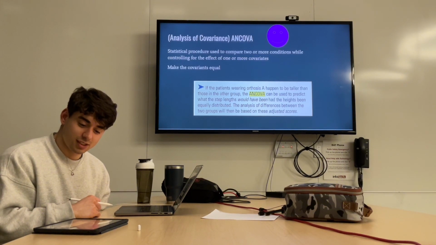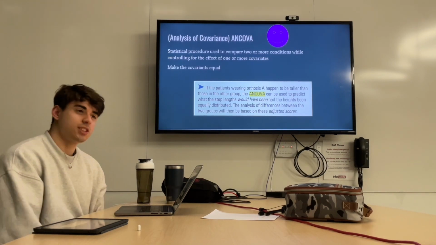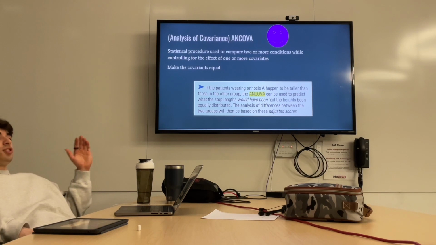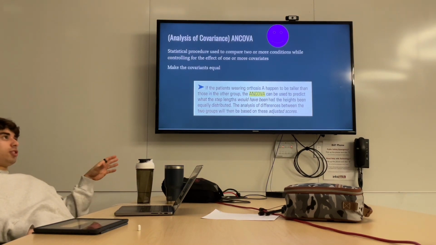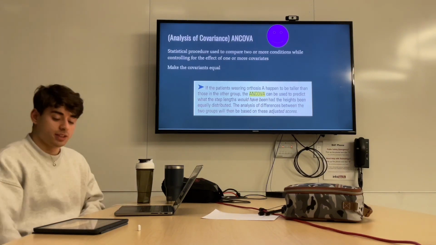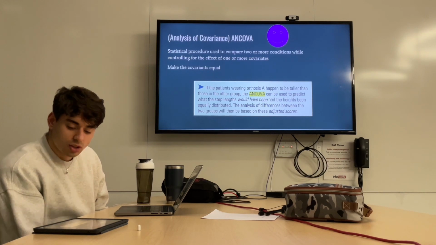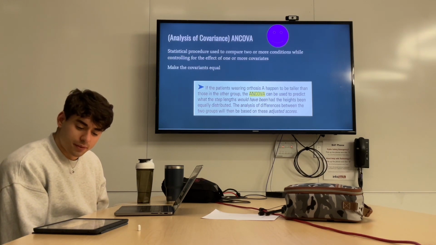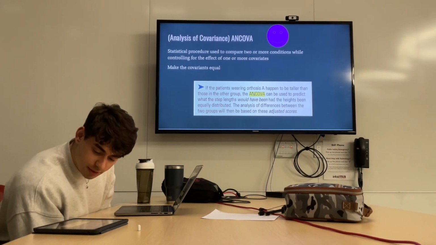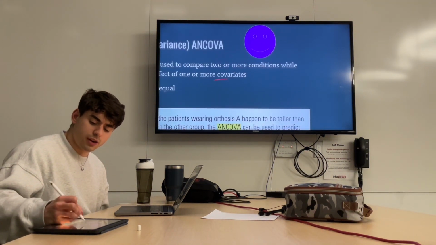I was wondering what ANOVA was. Analysis of covariance. This is basically, in your studies, you get your groups, and then you'll get covariance, or covariates. Is that supposed to say covariance or covariates? Probably a typo, I don't know. I don't think it matters.